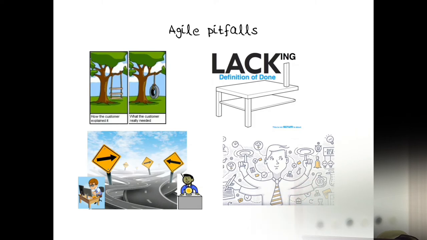Lacking definition of done. This is a tricky one. Like as a user story, if you have a user story, how do you know that it's done? What does it mean that it's done? Is it like 100% test coverage? Do all border cases, does everything have to be done, or is it okay if not everything is done? So how do you crisply, clearly define what done means?